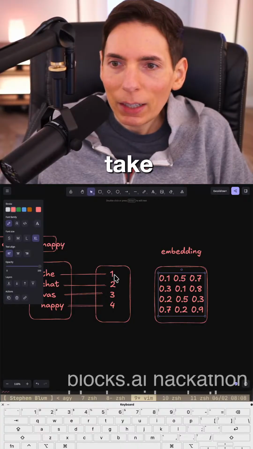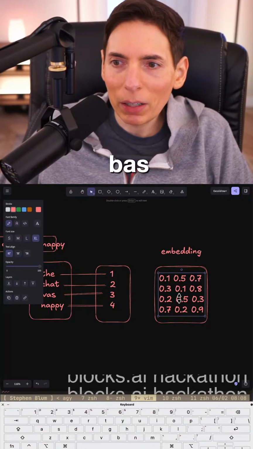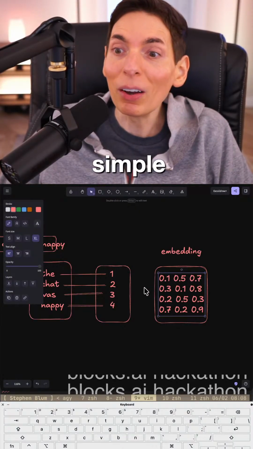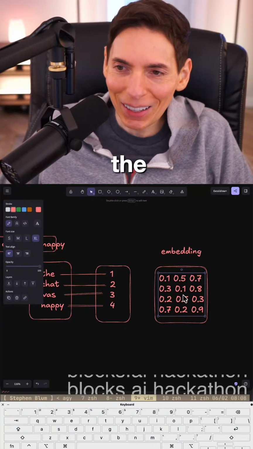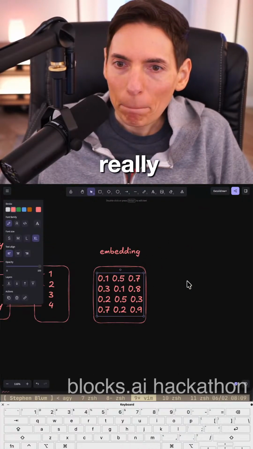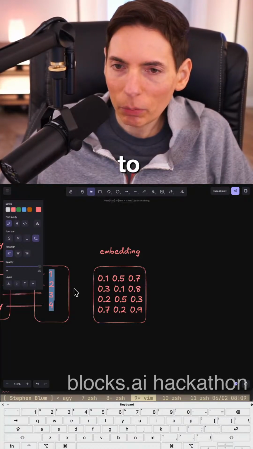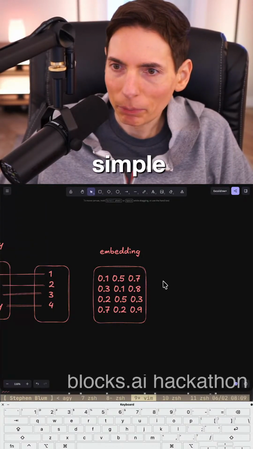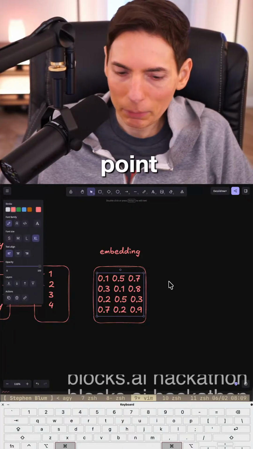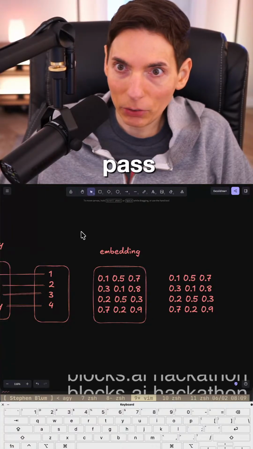And then we take each of these numbers and assign it to the index based on this array, which sounds really simple. Is it really simple? Yes. Yes is the answer. It is very simple. So then we just split these out into separate rows essentially at that point. So that's going to convert into this, which is just a simple pass through.